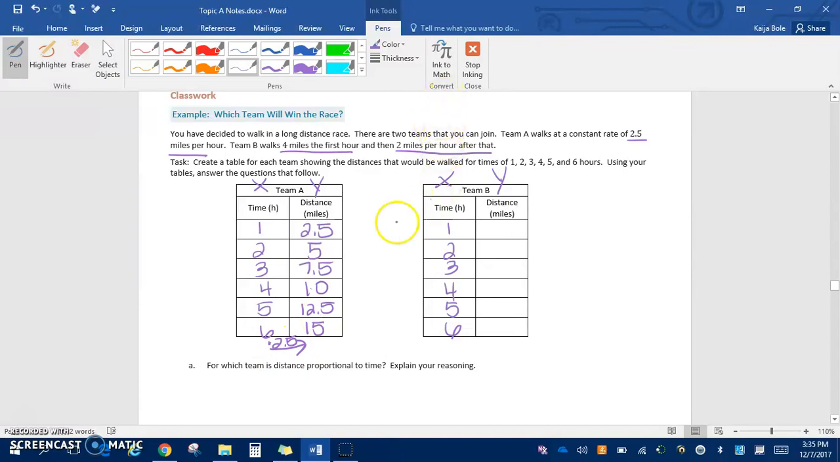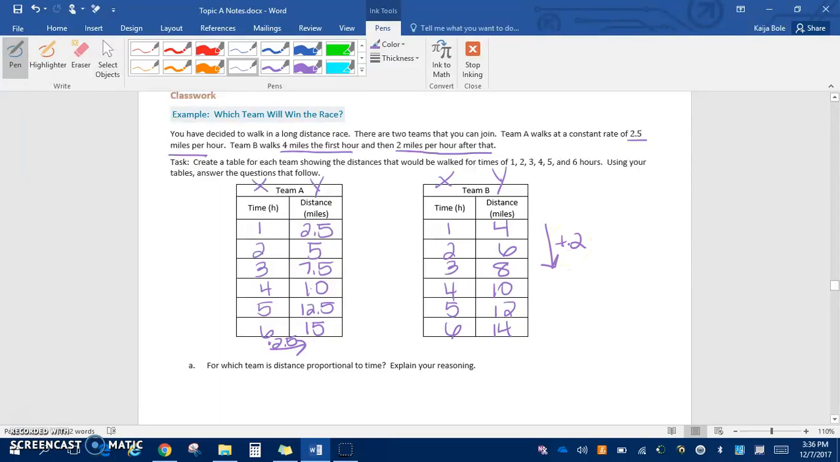All right, Team B is a little different, though. It says Team B walks 4 miles in the first hour, and then 2 miles per hour every hour after that. So that means we're adding 2 every time. So we'd have 6, 8, 10, 12, and 14. So we're adding 2 as we go down.